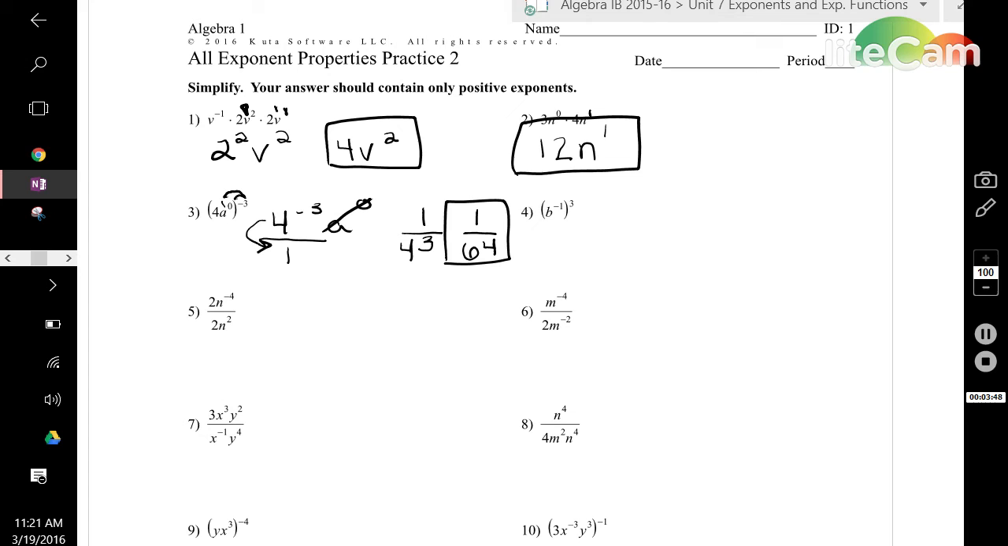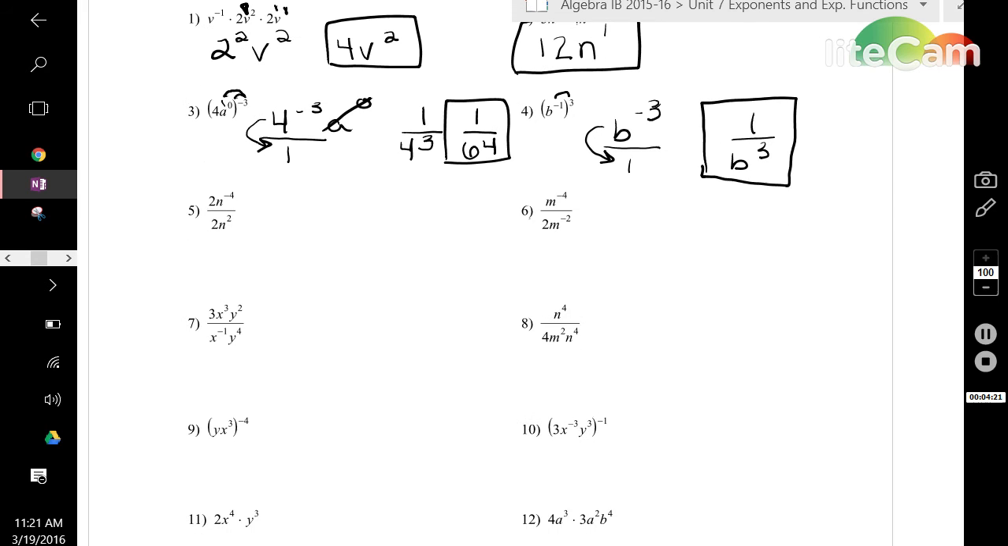Number 4. Again, you multiply the outside exponent by the inside. So I'd have b to the negative third power. We cannot have a negative exponent. We need to take the reciprocal. Since right now it's on the top of a fraction, to make it positive, you move it to the bottom. So I'd end up with 1 over b to the third power. No more like bases, no negative exponents. That's our final answer.